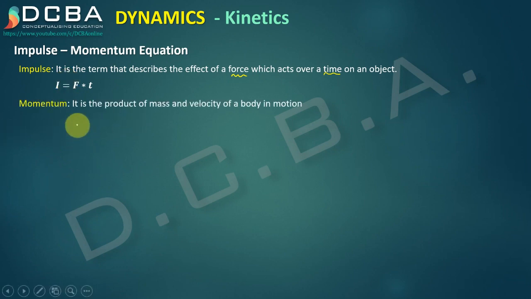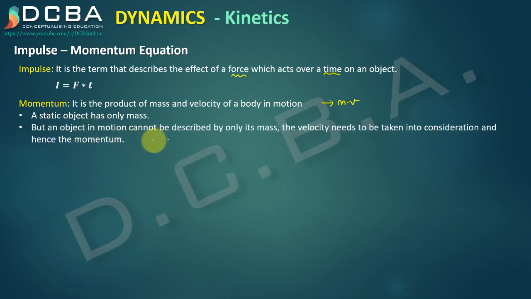Momentum is also a familiar word. Momentum is the product of mass and velocity of a body in motion, right? So it is given as m times v. Now when a body is at rest, a static object will only have mass. We can describe the state of that object with the mass. But when that object is in motion, only mass is not enough for describing the state of that object. Velocity also comes into the picture.